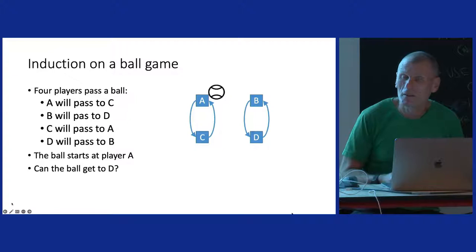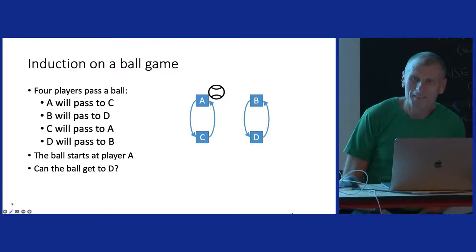Which is that the ball is between A and C, either at A or at C. So we say that it's true at the start, obviously. I see. Okay. And then from that, we can conclude that it's not at D.